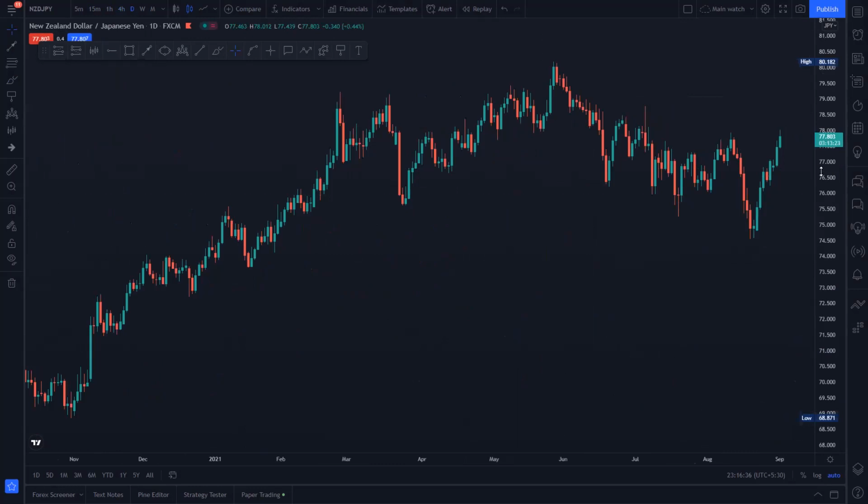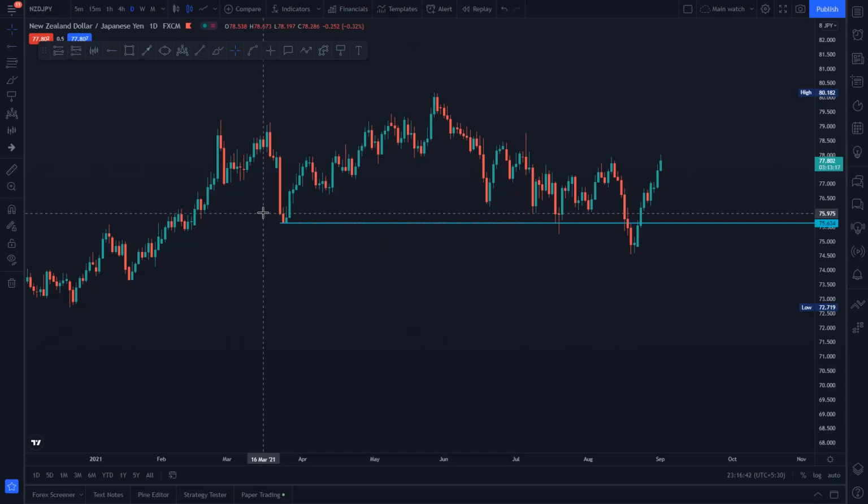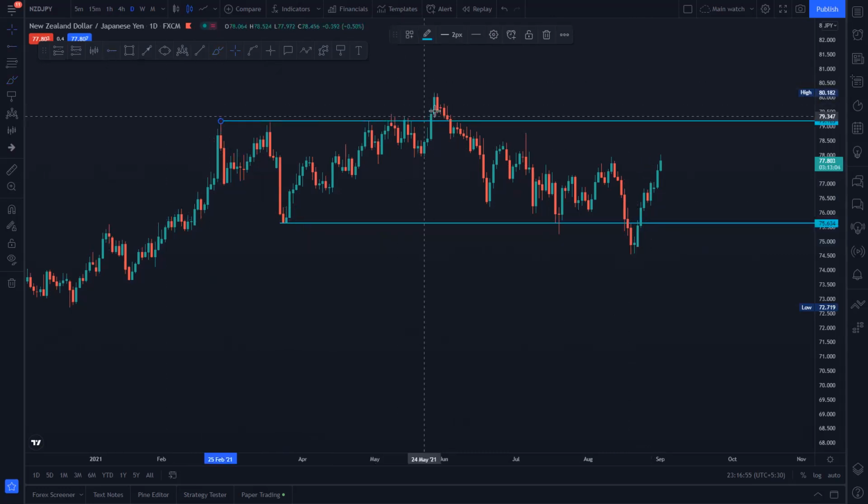So if you look at this NZDJPY daily time frame, this is a very important support level, or we can call it a high value area for the market, because the demand at this price always increases. So whenever the price comes to this level, the price moves up, and this is the market psychology I talk about. You can see that market psychology is also played out over here.